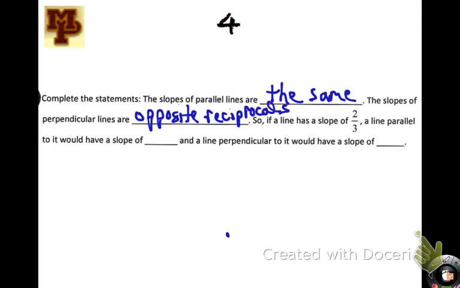And so if we have one line that has a slope of 2/3, the one parallel to it would be exactly the same. So of course it would also be 2/3. And then if it's perpendicular, it's going to be the opposite reciprocal. So that would be -3/2.